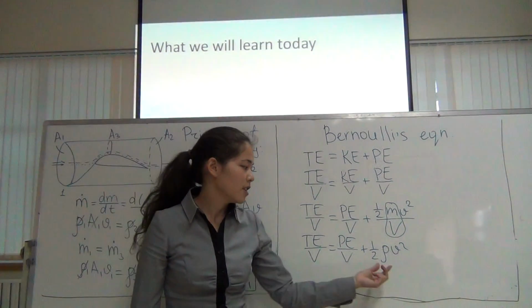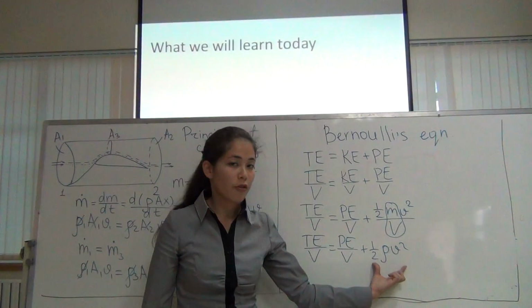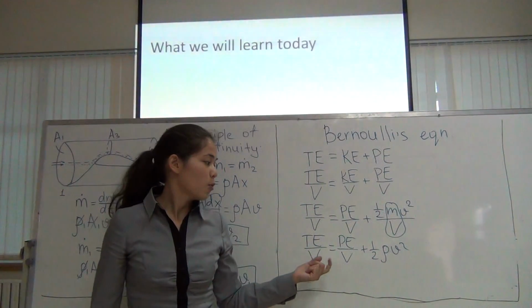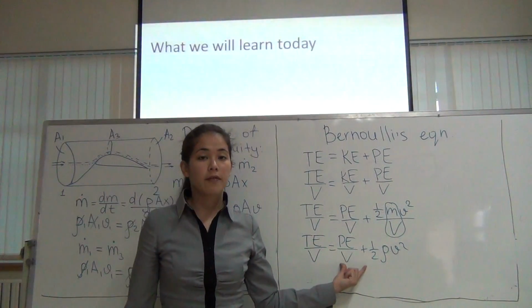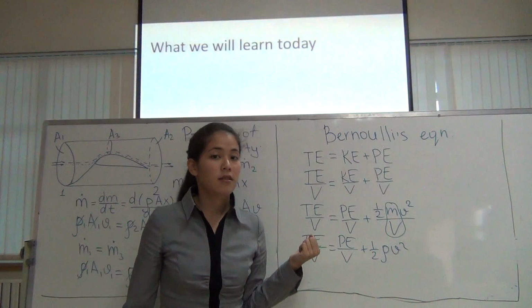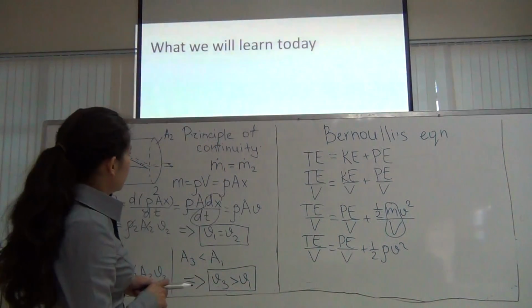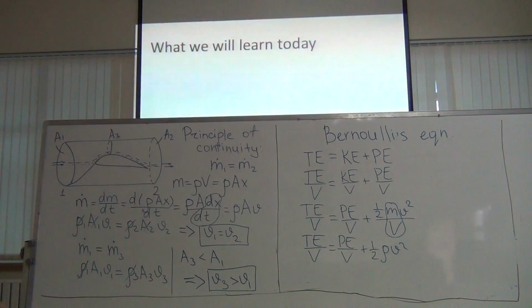Alright, so we know one part of the equation here. But what is potential energy per unit volume? Let's think about it for a bit. Can I erase here?